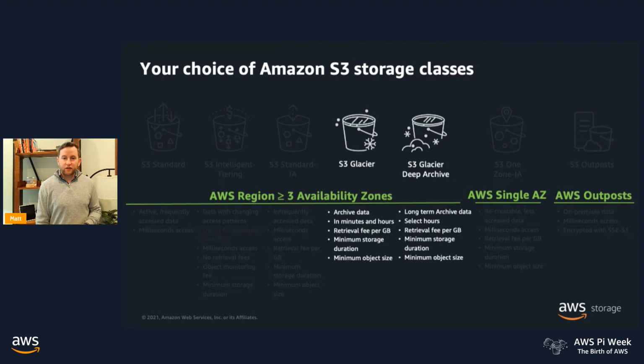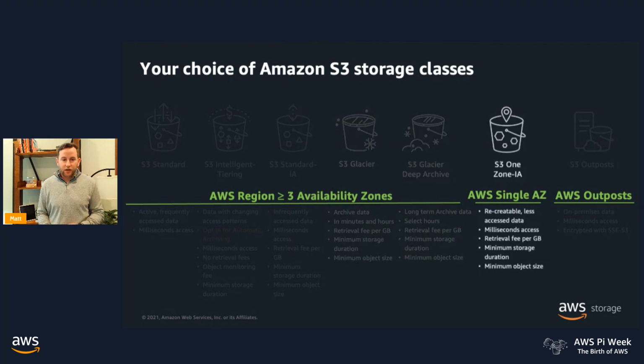Now, let's say you have recreatable data or secondary copies. For example, perhaps you have snapshots or backups that you just want to store in S3 so that it's available, but you don't need the same 3AZ requirement. For this type of data, you should consider using S3 One Zone Infrequent Access, which stores data in a single AZ, but at a 20% lower storage cost than S3 Standard Infrequent Access.